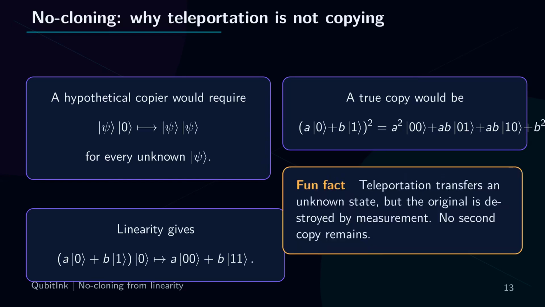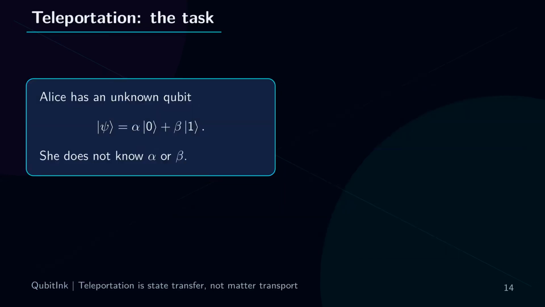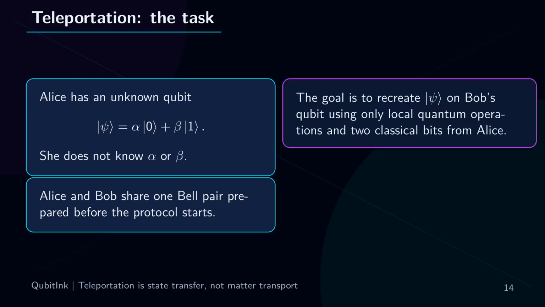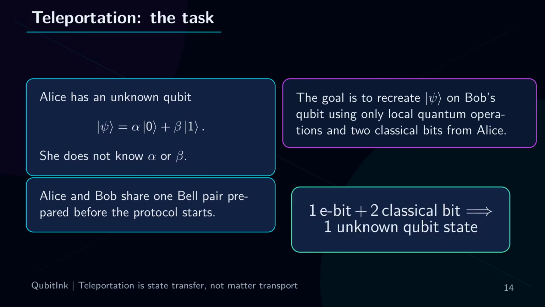Teleportation transfers an unknown state, but measurement destroys the original. Alice has an unknown qubit. Its state is alpha ket 0 plus beta ket 1. She does not know alpha and beta. Alice and Bob already share one Bell pair, prepared before the protocol begins. The task is to recreate the unknown state on Bob's qubit. Alice may use local quantum gates and measurement. She may also send 2 classical bits to Bob. The resource identity is this: 1 shared e-bit plus 2 classical bits can transfer 1 unknown qubit state.